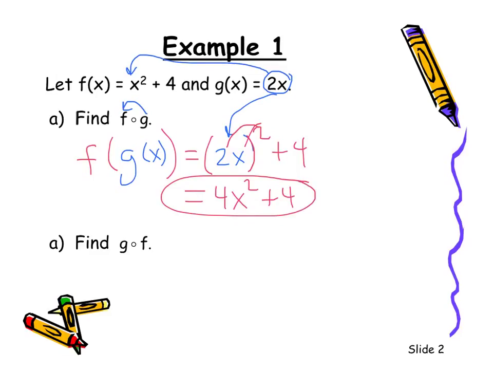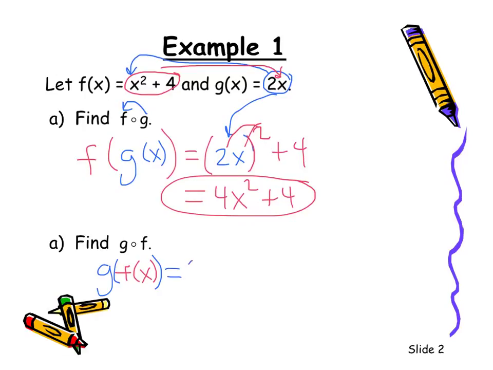Now let's try g of f. So I have g of f of x. What I'm going to do here is plug my x squared plus 4 into the x in the g of x function. So we're kind of switching it up here.